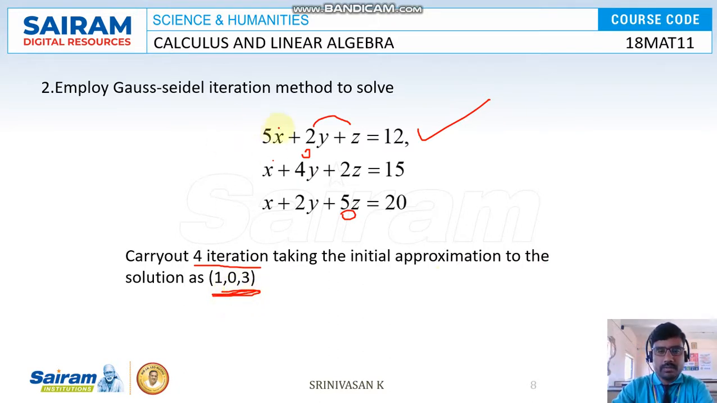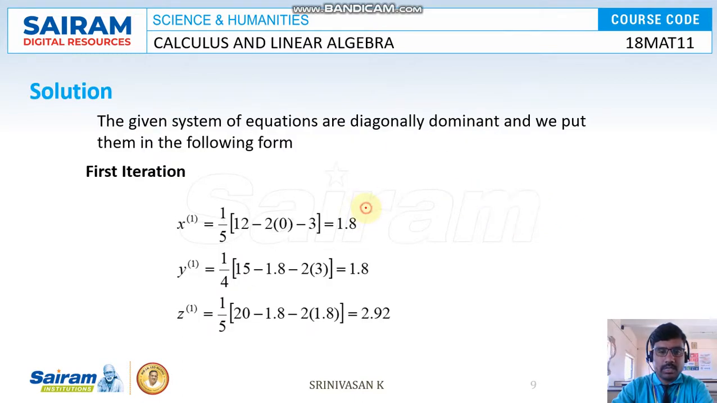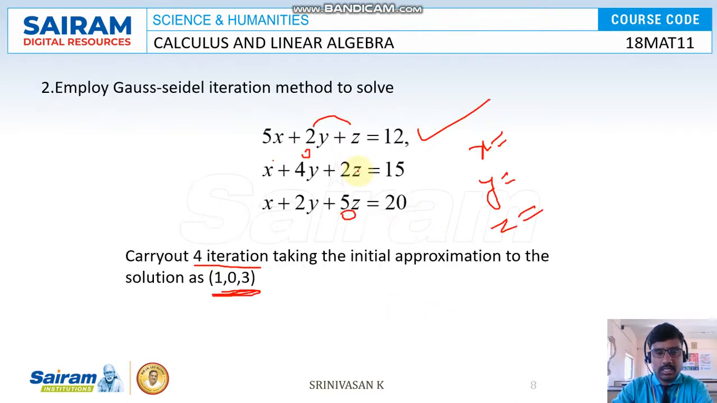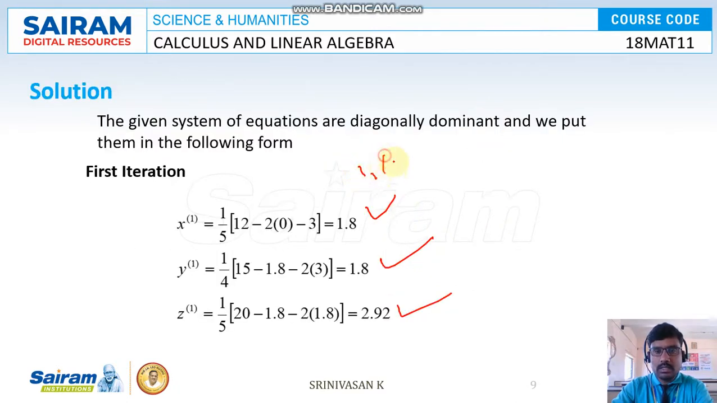So from the first equation we can write x equal to, from the second one we have to make y equal to, then from the third one we write z equal to. Now substitute the values of the initial condition: x equal to 1, y equal to 0, z equal to 3. If you substitute in each equation, you will get this one. So this is the first iteration.